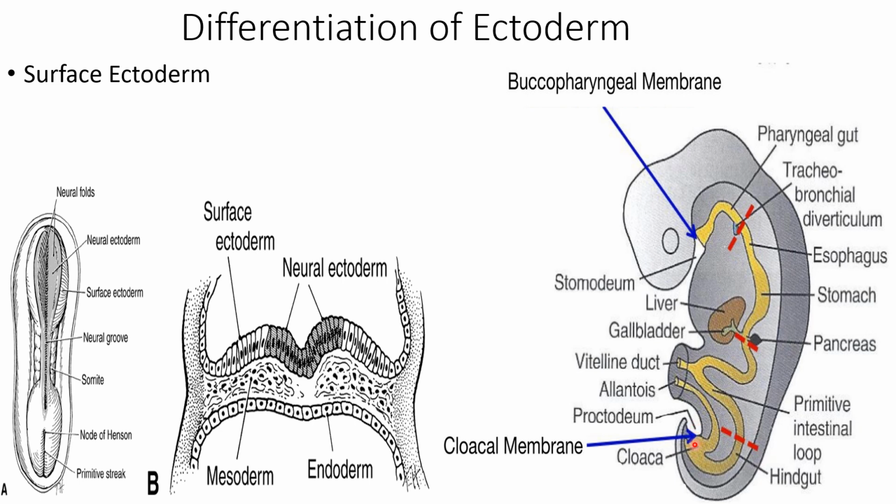So here what we have seen, the surface ectoderm covers the developing embryo externally. It mainly forms epidermis and the appendages of the skin, and we have seen the two areas, the buccopharyngeal membrane and the cloacal membrane.